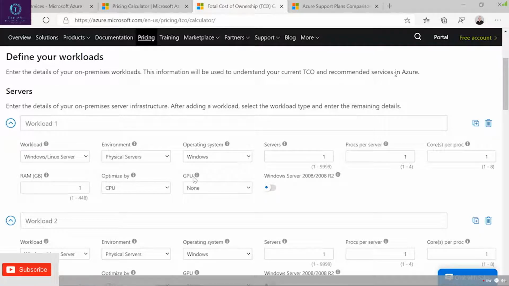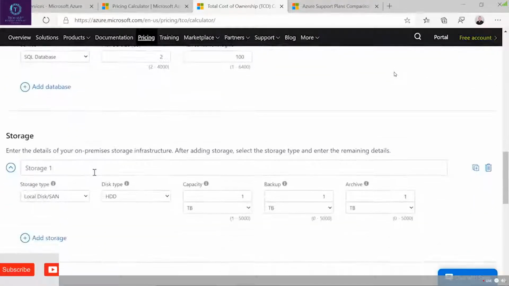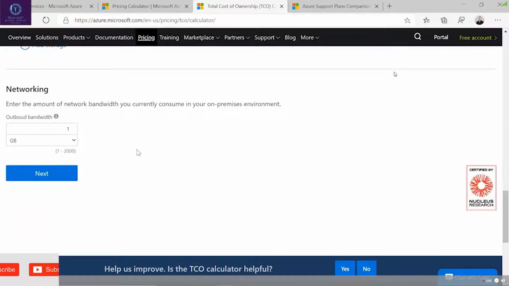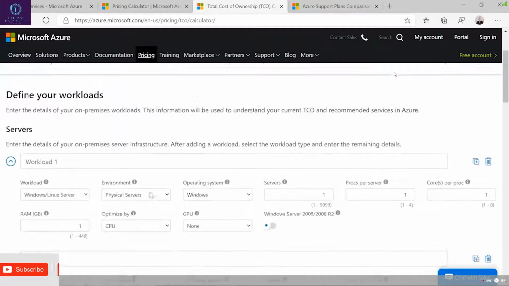How much does my oven cost? How much does it cost for my time and labor? How much does it cost for cleanup? All that stuff. We have that ability to do that from an Azure perspective. And we can look at what servers we want to move, what databases we want to move, what storage we want to move, what our networking consumption is. We can put this all into the calculator to help us get a total cost of ownership.